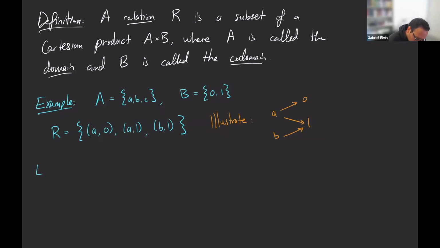Another relation that we could look at, just to give you a wide range of examples. So if A is the set of natural numbers, right? Remember, that's just 0, 1, 2, etc. And B is a species of animals.